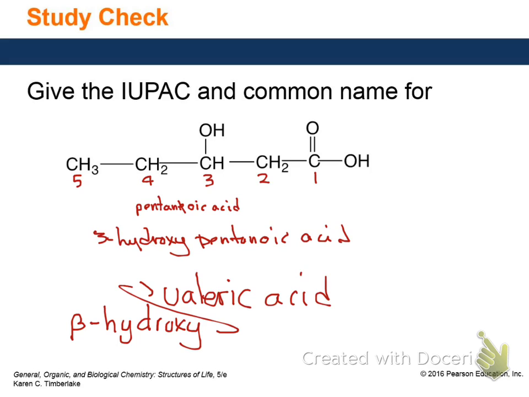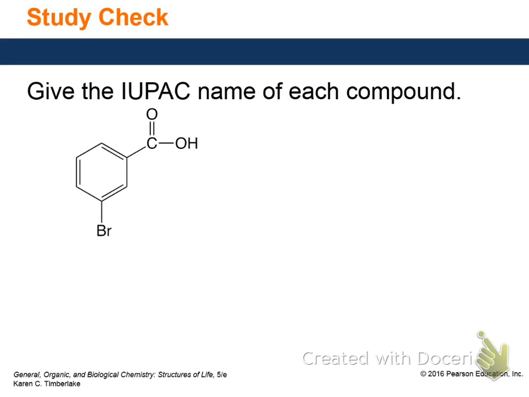Okay, we'll do another practice. What is the parent? It's got a benzene on it, right? So there's a benzene, and then there's the carboxylic acid, so this is benzoic acid. That's the parent. And like I said, that's one of those things you memorize.